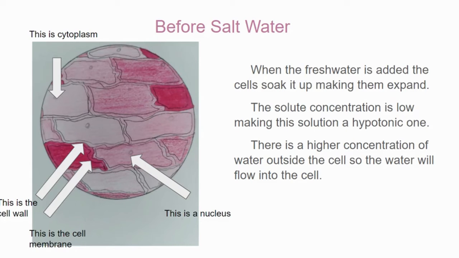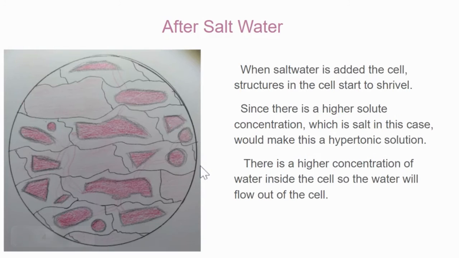This is before salt water is added, so fresh water is added and the cells soak it up, making them expand. The solute concentration here is low, which makes this a hypertonic solution, and the higher concentration of water outside the cell makes the water flow into the cell. Here you can see the cytoplasm, the cell wall, cell membrane, and the nuclei.